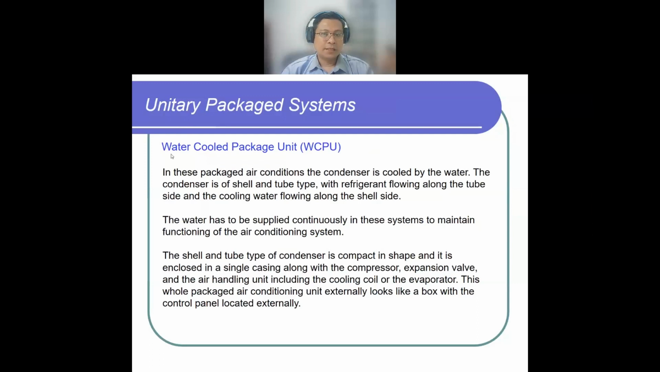Now we go to the other absorber type, by water. In this package air conditioner, the condenser is cooled by water. The condenser is a shell and tube type. Inside the shell there is a tube, same like a coil. The shell type is like the chiller system.